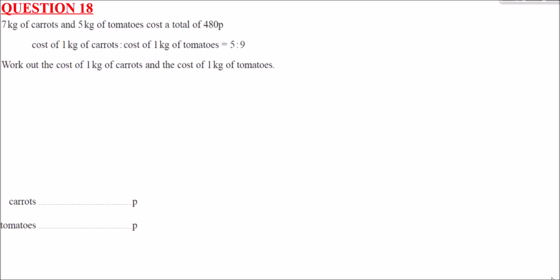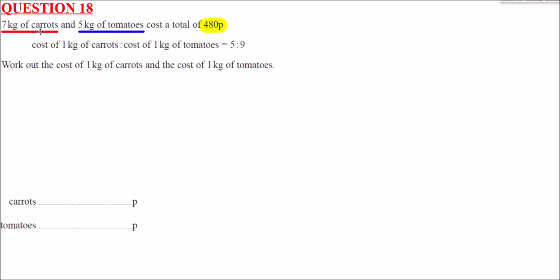Question 18, we're doing some shopping apparently. We're going to get some carrots and tomatoes. So 7 kilograms of carrots and 5 kilograms of tomatoes costs a total of 480 pence. That's a lot of carrots and tomatoes. So let's just think about this in a bit more depth. So if 7 kilograms of carrots and 5 kilograms of tomatoes cost 480p, let's just think about what we could call 1 kilogram of carrots.